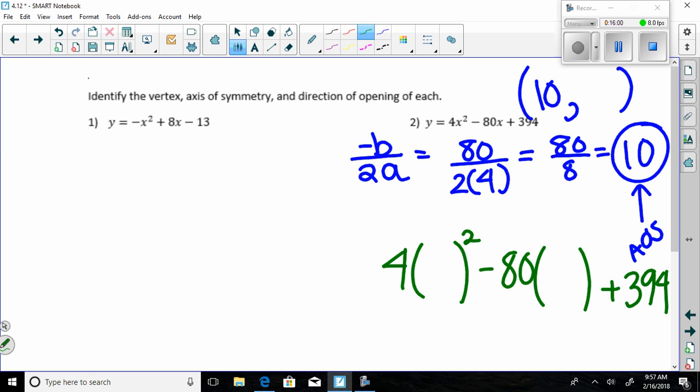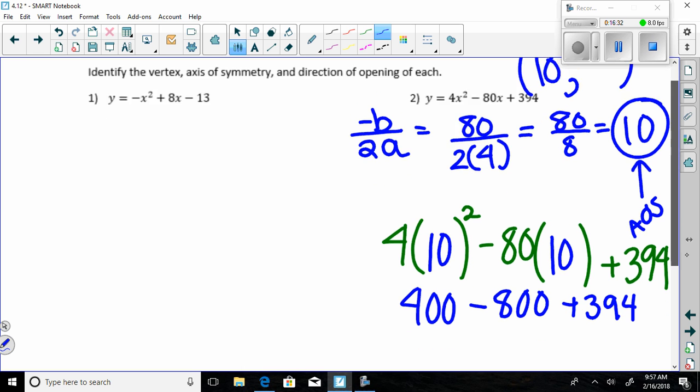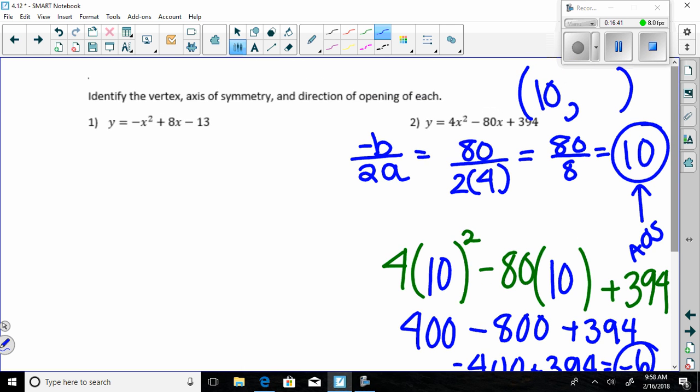Cool. So what are we going to plug in for x? 10. And so what is 10 squared? 100. And what's 100 times 4? 400. Minus, what's 80 times 10? 800, right? I just added the 0. Plus 394. What's 400 minus 800? Negative 400. And what's negative 400 plus 394? Beautiful. So we have negative 400 plus 394 and get negative 6. So that negative 6 would be my y-coordinate, right?